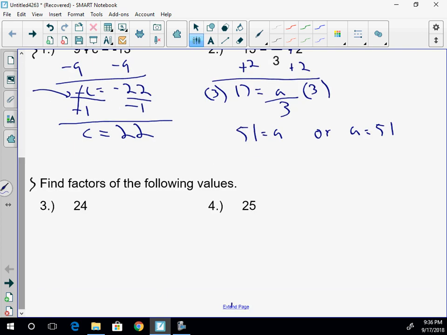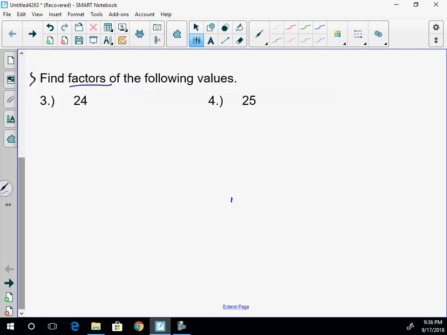Okay, factors. We should know that this word factor generally means that we are taking 2 items and multiplying together. So what I'm asking you to do is list all the pairs of numbers that multiply to 24. So what are those pairs? 1 times 24 gives me 24. 2 times 12 gives me 24.